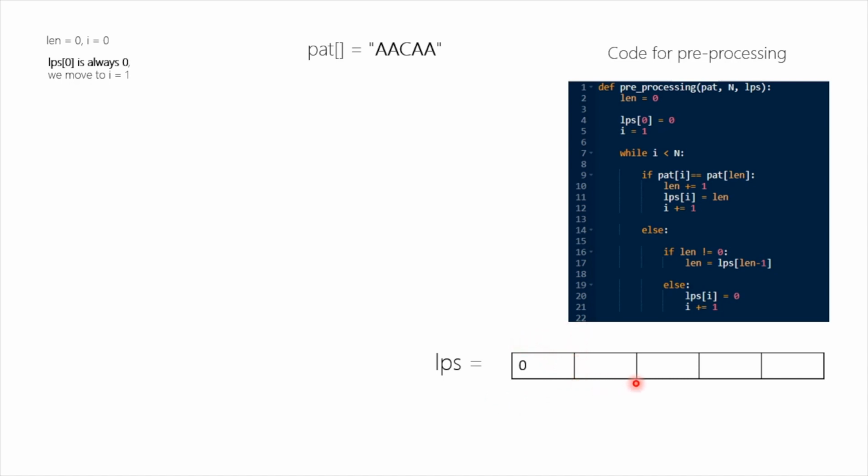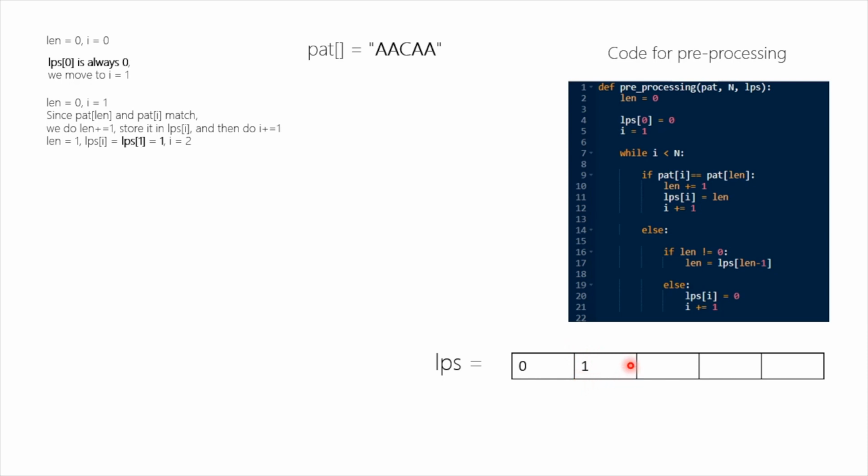Now we move to the second element, which is LPS at index 1. If we look at the algorithm, we now have len as 0 and i as 1. Since pat[len] is A and pat[i] is A, and both of them are a match, we increase the value of len by 1 and store it as the value of LPS at index i. This makes the LPS at index 1 as 1.